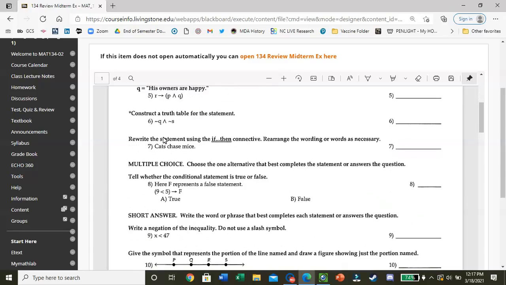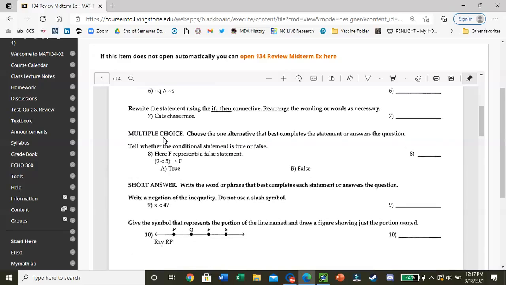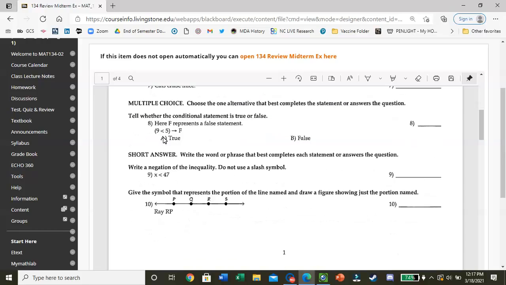Okay, we're going to keep going. How about 6? Construct a truth table. Okay, how about 7? Rewrite the statement using if then. If it is a cat, then it can chase mice. Okay, that's pretty easy. Tell whether the conditional statement is true or false.